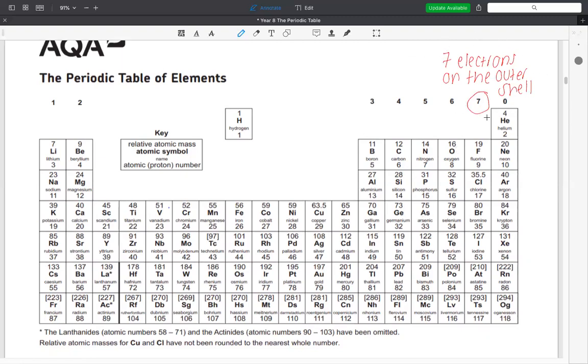To draw what group 7 element atoms would look like, I'm going to use fluorine as an example. Fluorine is in period 2, so it's going to have 2 shells. So again, we have our nucleus with the protons and neutrons. We have the first shell with 2 electrons, and then the second shell with 7 electrons.